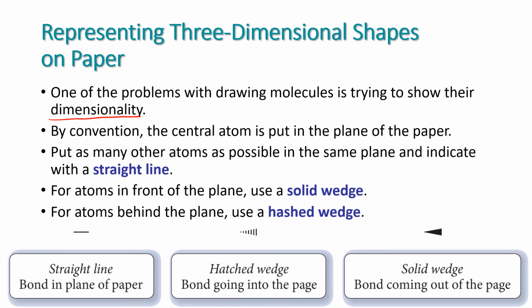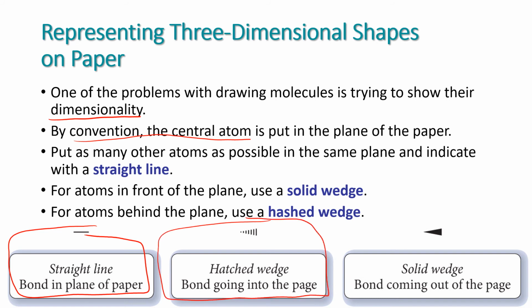So the hard thing about drawing things on paper is, how do you show the actual dimensionality? By dimensionality, we mean how do we show something in 3D on one plane of a flat piece of paper. So what we do is we have a convention of just drawing the central atom in the plane of the paper. And then if you're symbolizing an atom that's bound to that central atom as also being in the plane, you will draw it with a straight line. Whenever you have something going into the page, so behind that central atom, you will draw it with this hatched line.